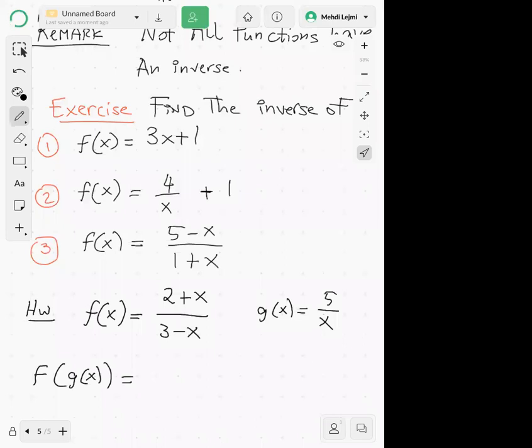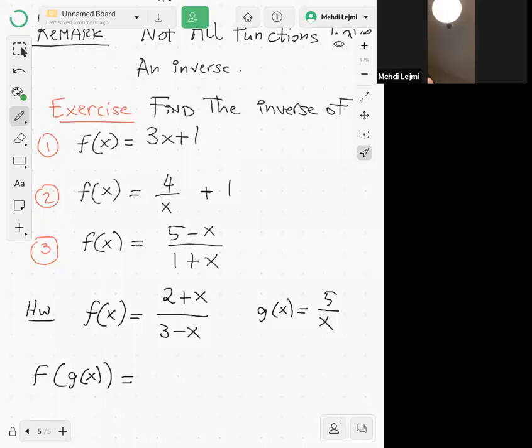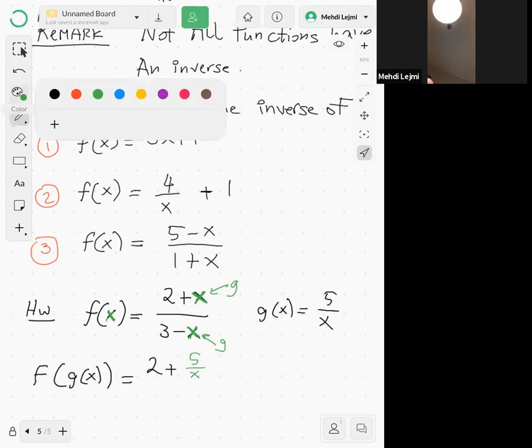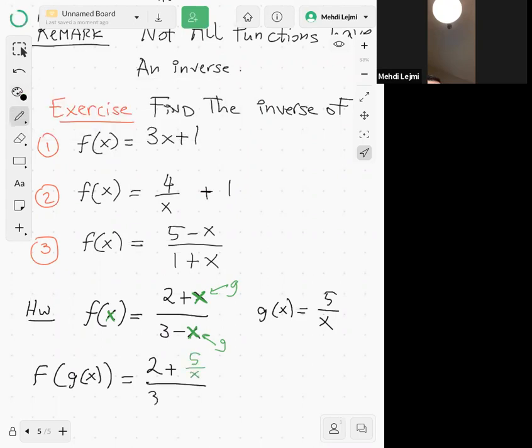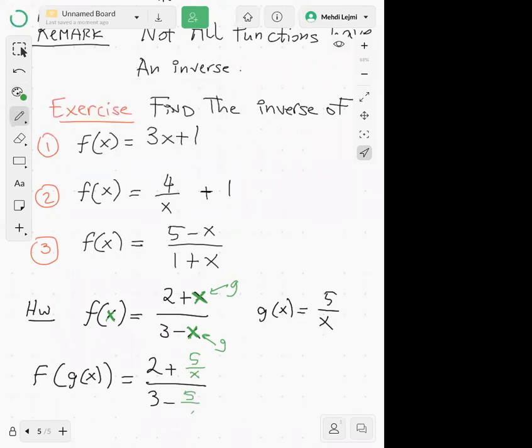As you can see, there's an x in f here and an x in f here. So we have to replace this x with the g, and this x with the g. So it should be 2 plus g, which is 5 over x. And the same in the denominator: 3 minus, and again, this 5 over x.